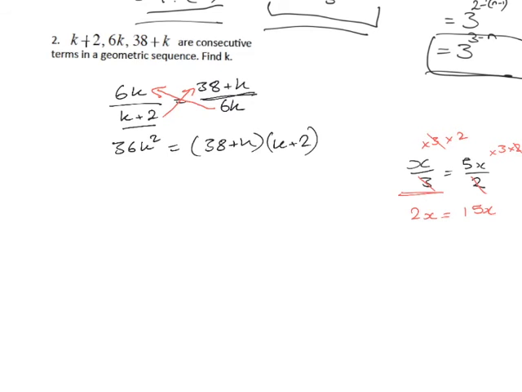So that would mean multiplying both sides by, what are my two denominators? 6k and k plus 2. And I do that over here, 6k and k plus 2. What cancels out on this side? K plus 2, which is why this side is 6k times 6k, which is 36k squared. Does that make more sense? On the other side, what cancels out? 6k and 6k, which is why I'm left with 38 plus k times k plus 2.